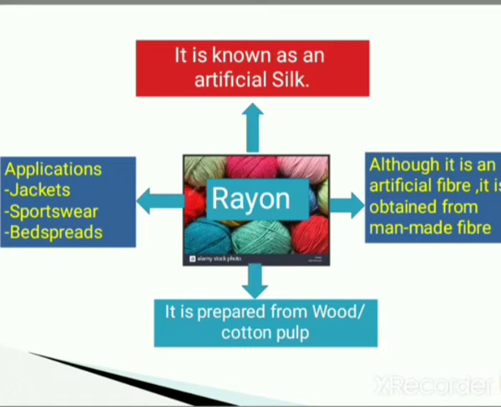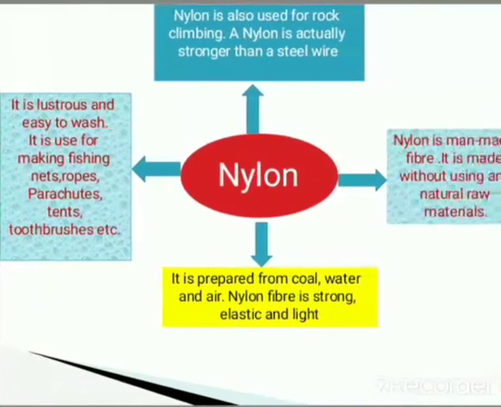Moving on to the next type of synthetic fibers, nylon. What is nylon? Nylon is a very strong fiber. It is so strong that it is stronger than steel wire. It is made without using any natural raw material. No natural raw material can be found in nylon. How do they prepare it? It is prepared from coal, water, and air.